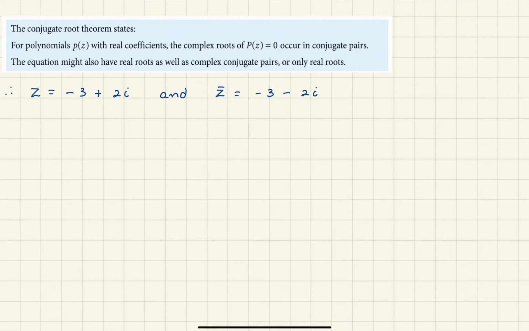How do we write that as a factor? We take the negative 3 plus 2i, or the negative 3 minus 2i, to the other side of the equal sign. Therefore z minus negative 3 plus 2i, I'm just going to write it as a bracket here. That's a factor, multiplied by, I'm not going to write z bar, it's just z as well, z minus negative 3 minus 2i, that's another factor.